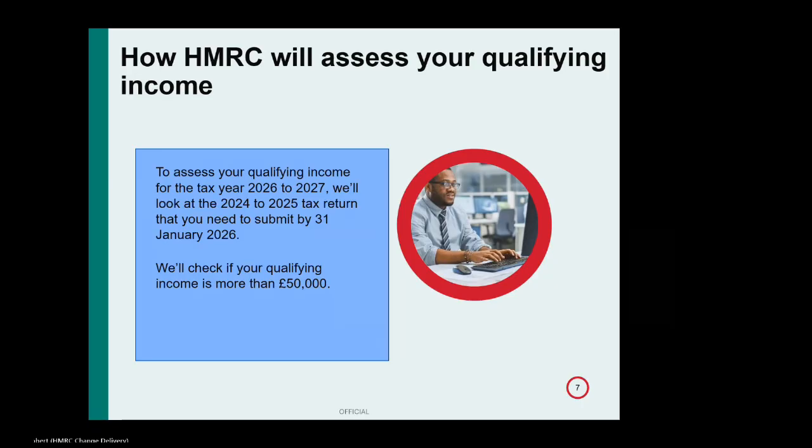For example, to assess your qualifying income for the tax year 2026 to 2027, we'll look at the tax return that you need to submit or should have submitted by the 31st of January 2026. This tax return is for the tax year 2024 to 2025. After you submit your tax return, we'll check if your qualifying income is more than 50,000. If it is, we'll tell you when you must start using MTD.